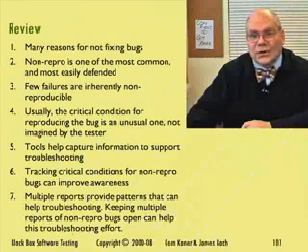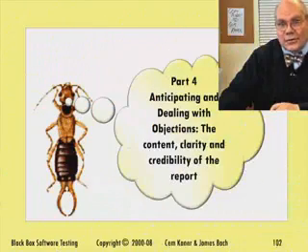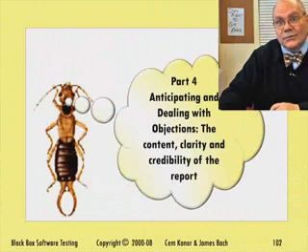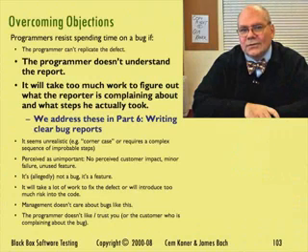In the last lecture, I focused on hard-to-reproduce bugs. There are many other reasons besides hard to reproduce for not fixing bugs. They're not always good reasons, but we have to deal with them anyway. So here's a list of objections, reasons or excuses for not fixing a bug. We worked non-reproducibility already. Let's look at the next two.